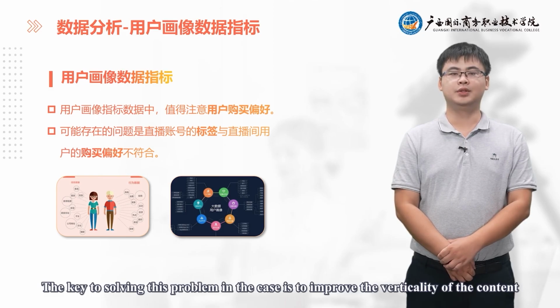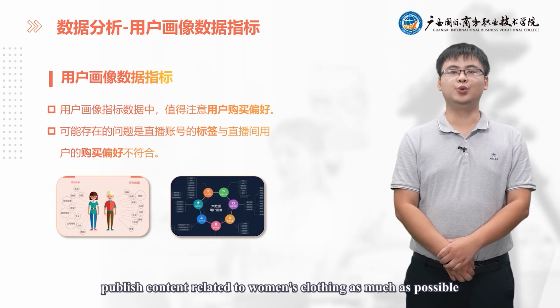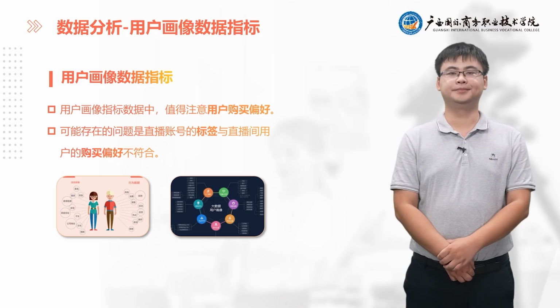The key to solving this problem in the case is to improve the verticality of the content. You can rely on short videos to label, publish content related to women's clothing as much as possible, and add Dou+ to correct the problems of unprominent tags and incorrect categories.